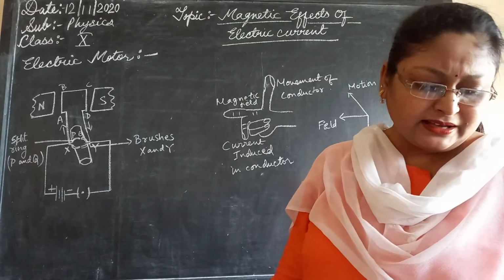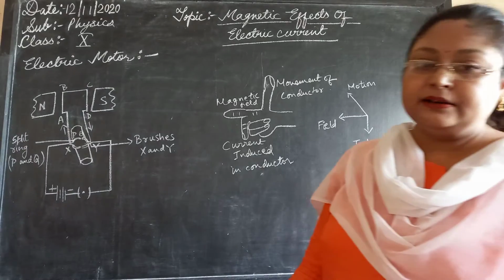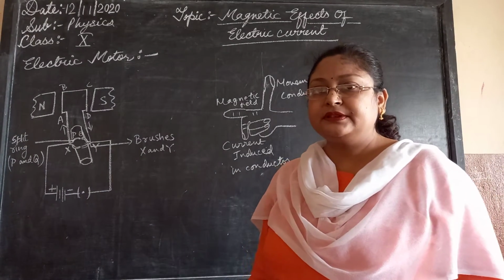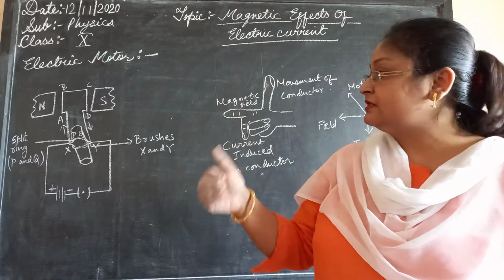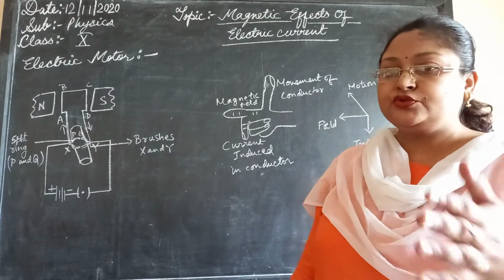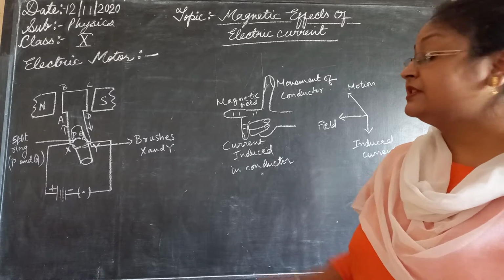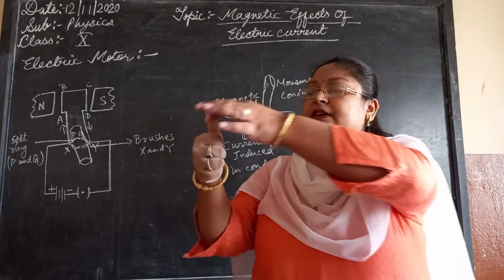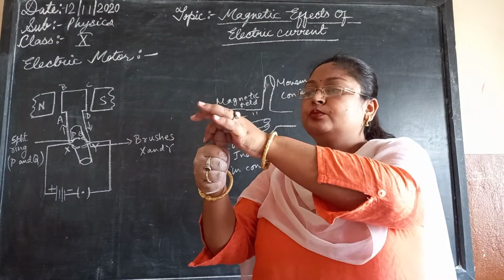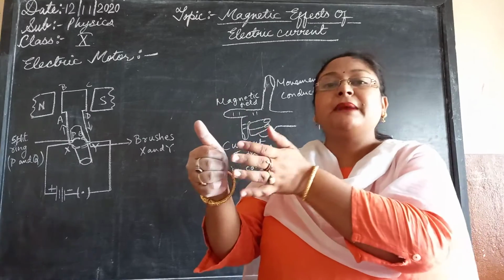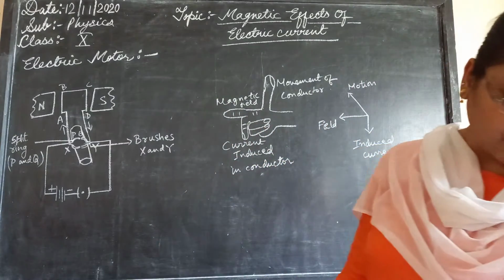It should be perpendicular, as you know from the rule itself. Not this rule, sorry, with the left hand rule. This is the current, and this is the magnetic field. They are perpendicular to each other.